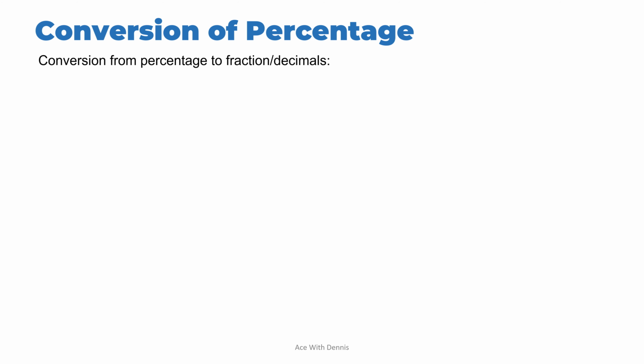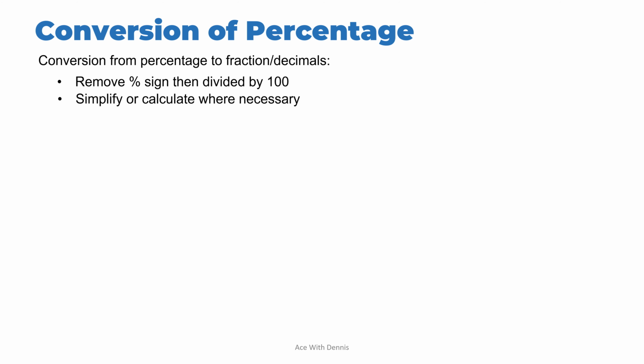We can also convert from percentage to fraction or decimals. Here are 2 simple steps. Step 1, remove the percentage sign, then divide by 100. Step 2, simplify or calculate where necessary. Here are some examples. 60%. It is equal to 60 over 100. Simplify, we get 3 over 5. So this is a fraction. Negative 15% equals negative 15 over 100. Simplify, we get negative 3 over 20.